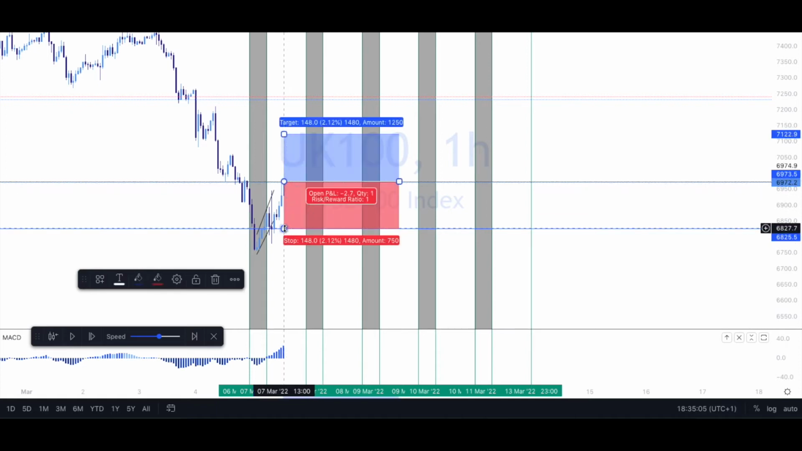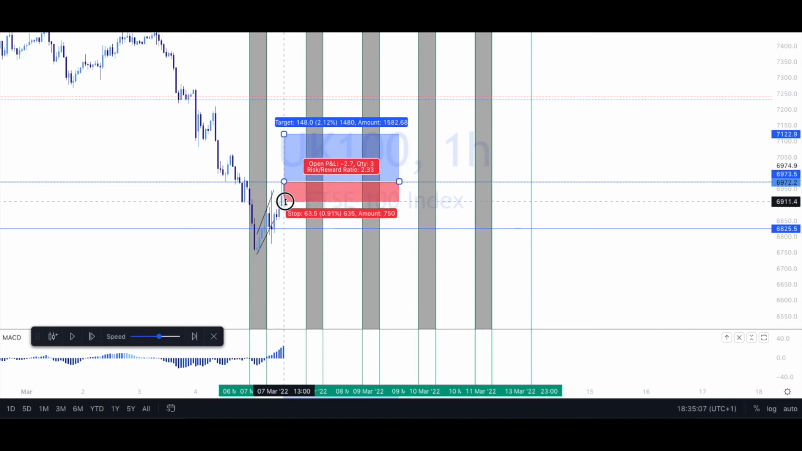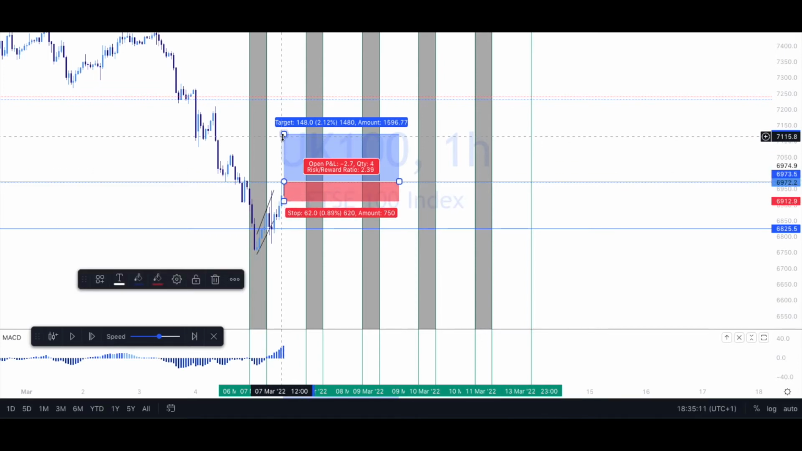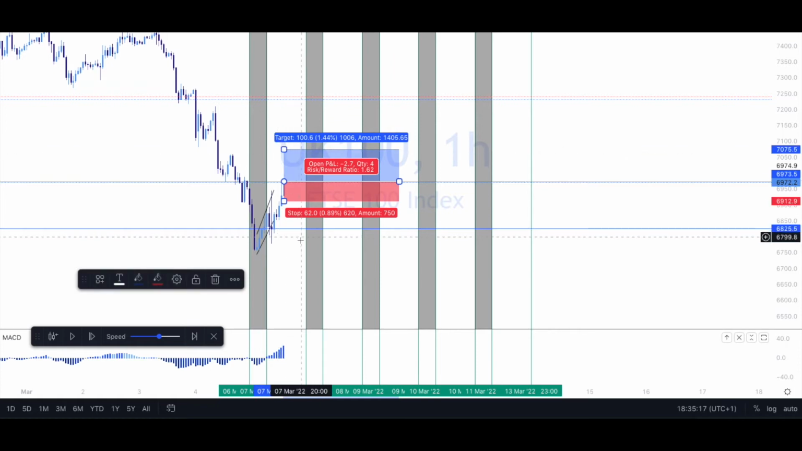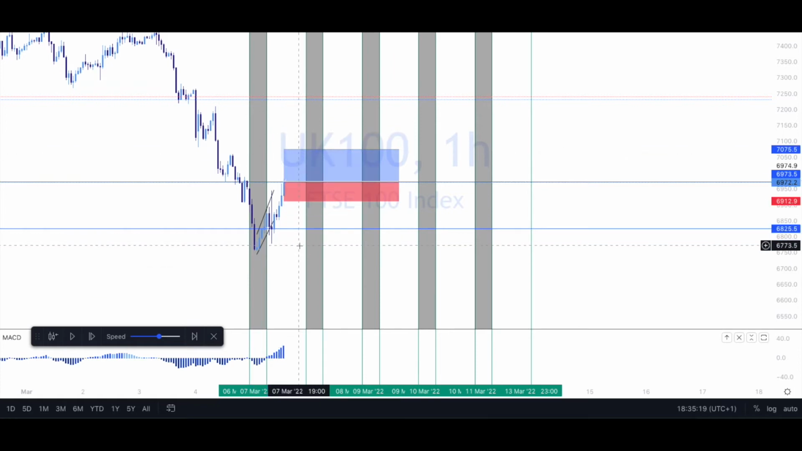So let's put in a buy, and that is a stop of 63, so I'm happy with that. And I'm going to say, you know what, I'm just going to target this area. I'm just going to target 100 pips, right? So it's like 1-to-1, give or take, right? So let's just go. Let's see what happens.